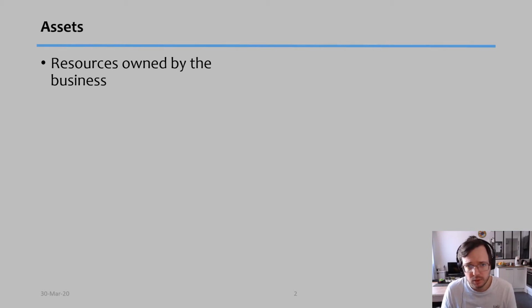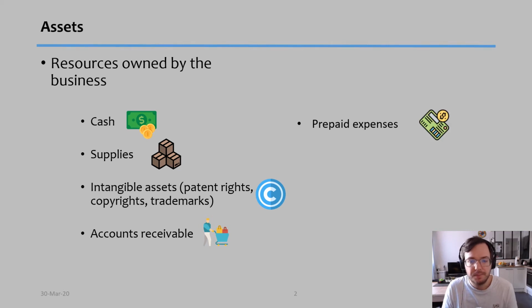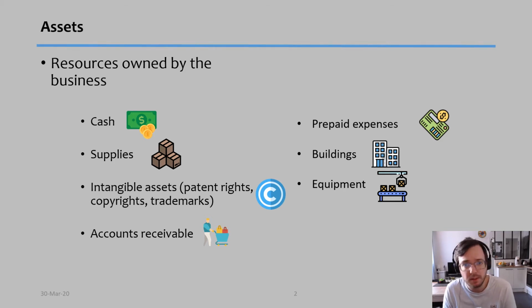Assets are basically resources owned by the company, and that means that the company has the right to use them. Okay, there's many examples of assets. The most common, for example, is cash, supplies, intangible assets, like patent rights, copyrights, trademarks, and so on. Accounts receivable, which is, for example, when we sell to a customer but they did not pay us yet, we consider that an asset. Prepaid expenses as well, and buildings, for example. Finally, we also have equipment. So these are the most traditional types of accounts that we have in terms of assets, but there's many more.